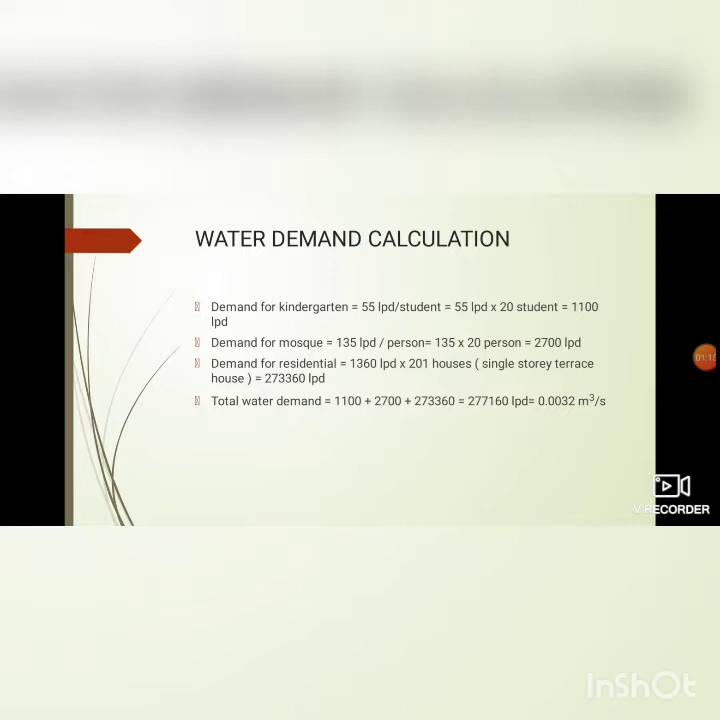Demand for residential is 1,360 liter per day times 201 houses. Assume that the house is the single story terrace house type. This is equal to 273,360 liter per day. So the total water demand for phase 1 is equal to 0.0032 meter cube per second.